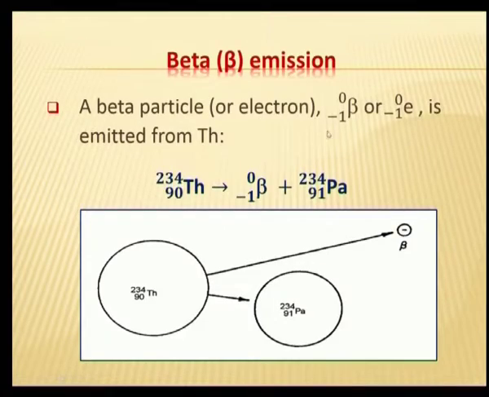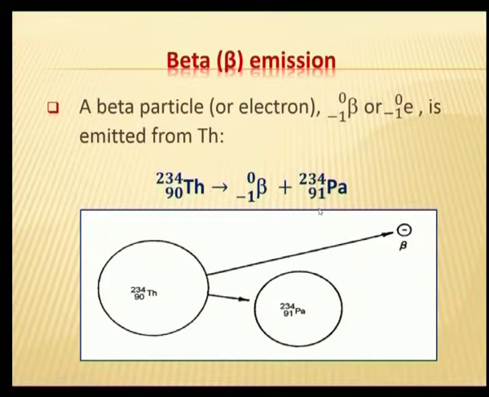A beta particle or an electron is denoted by this symbol with -1, that refers to the charge of the electron. The mass is taken as 0. The beta particle, or instead of beta you can say electron, is emitted from thorium. So, from thorium you can have a daughter nucleus protactinium. Thorium gives rise to an electron and the remaining thing goes as protactinium.